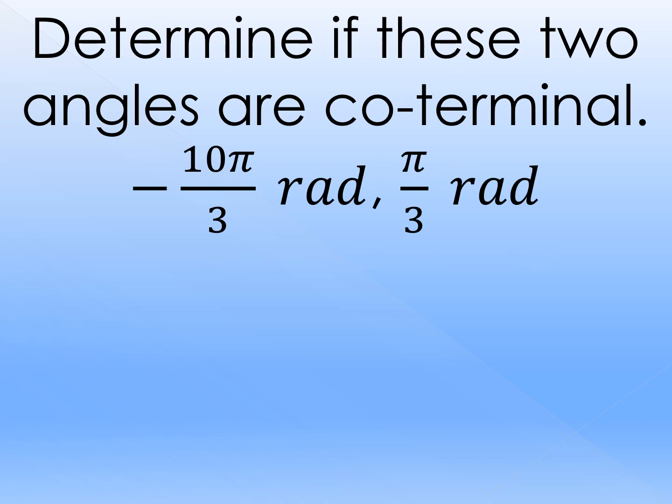Let's try this one. Negative 10 pi over 3 minus pi over 3. And the answer is negative 11 pi over 3. Negative 11 pi over 3 is not divisible by 2 pi. If we're talking about radian, it should be divisible by 2 pi. If we're talking about degree measure, it should be divisible by 360. Since this is in radian measure, we're going to check if the difference is divisible by 2 pi. But as you can see, negative 11 pi over 3 is not divisible by 2 pi. Therefore, negative 10 pi over 3 and pi over 3 are not coterminal to each other.